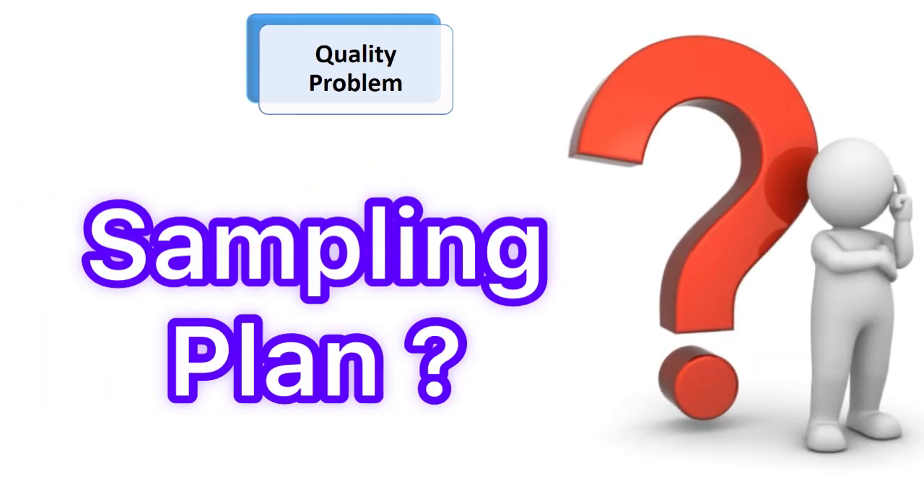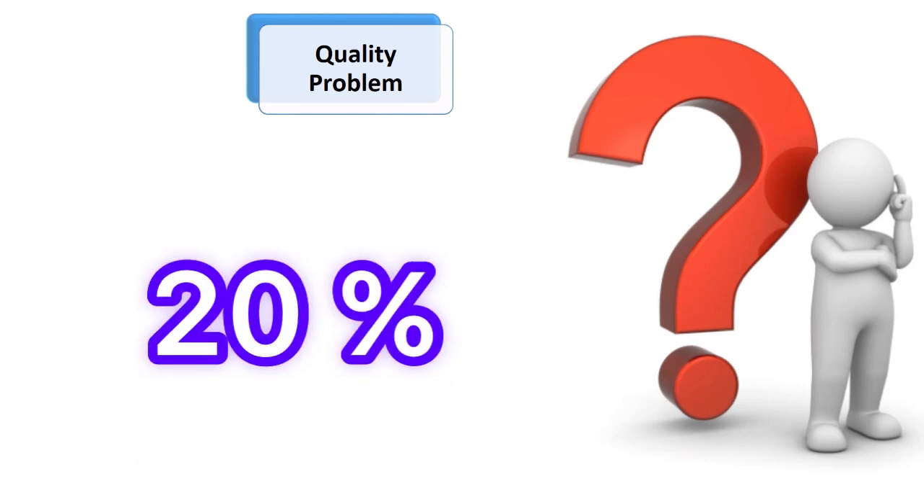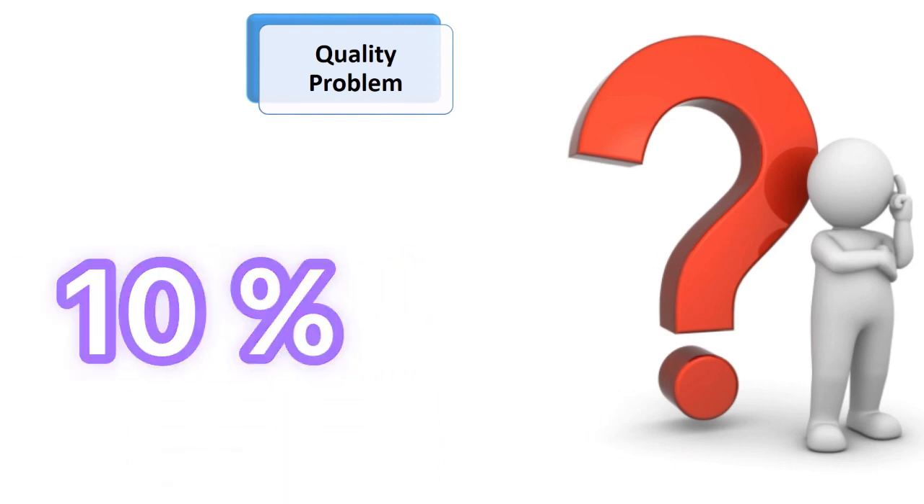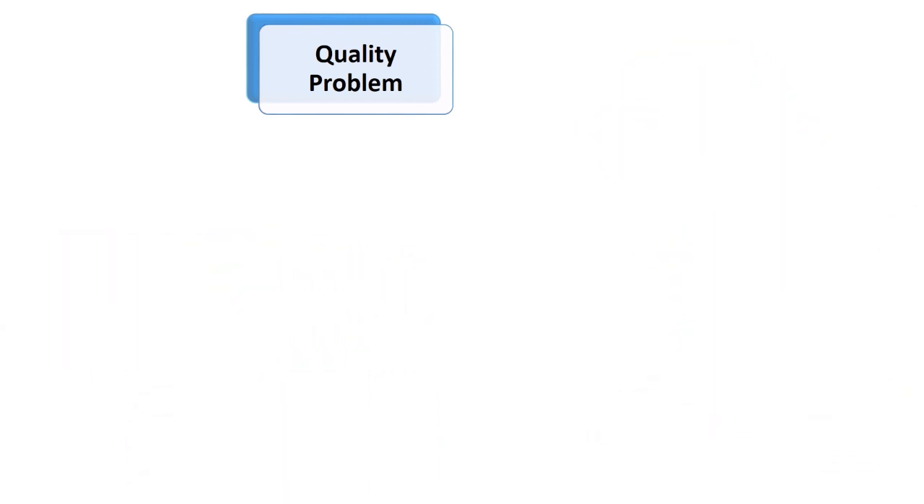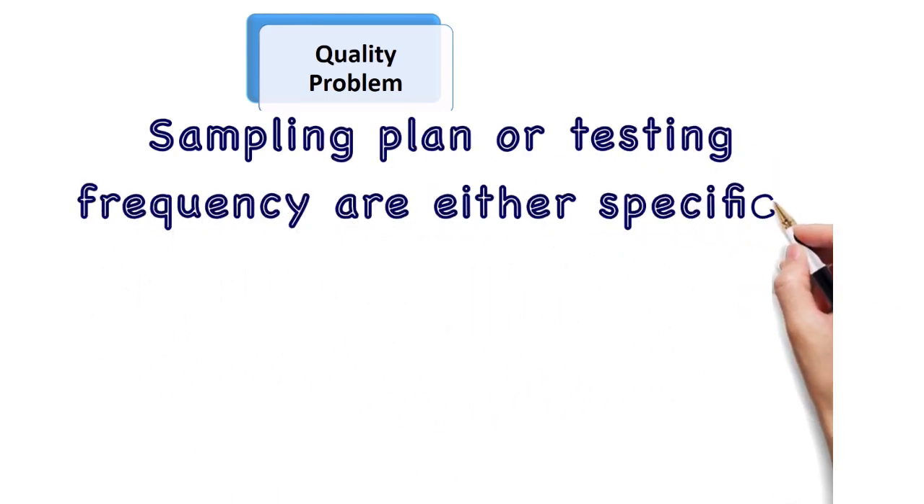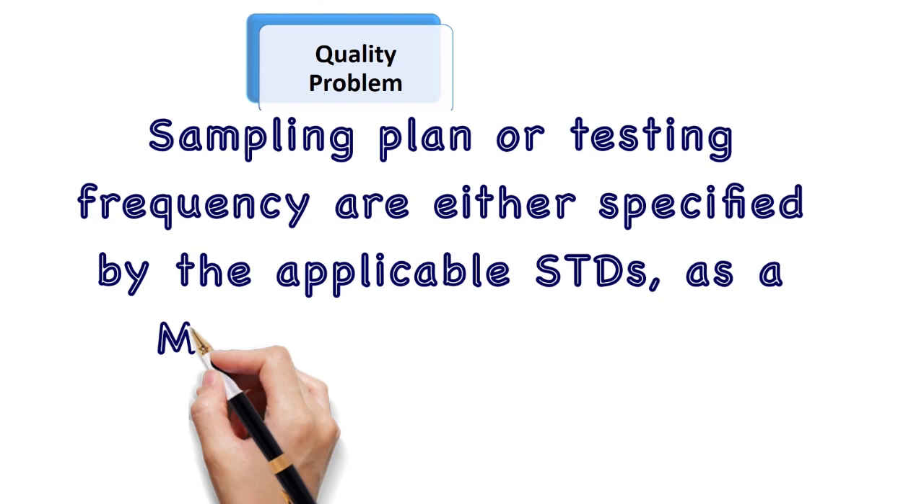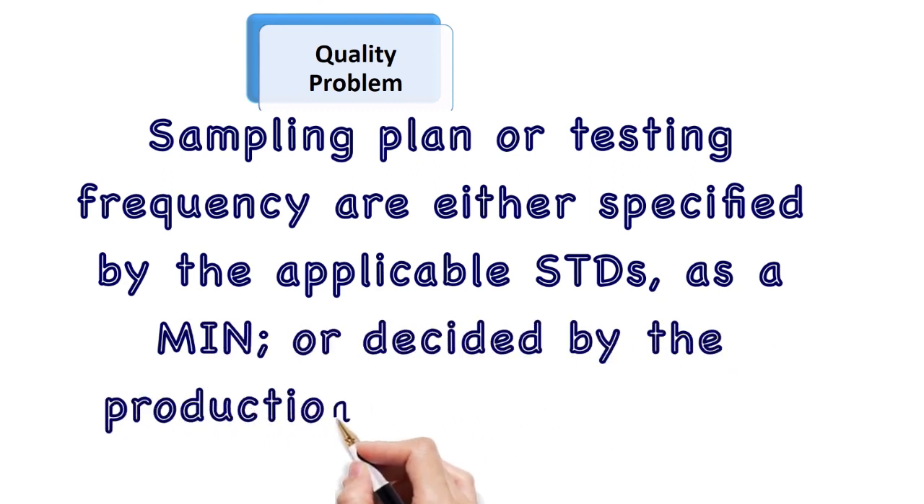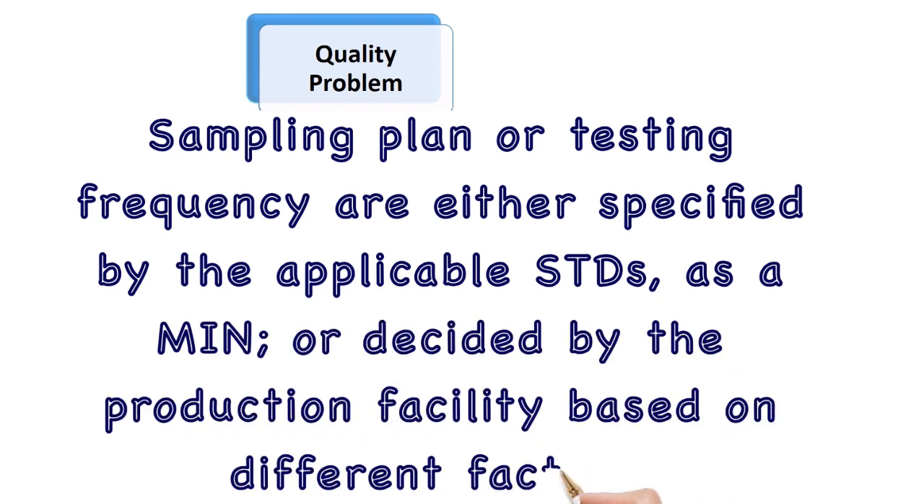Okay, but how can we decide such a sampling plan? Whether we will check 20% or 10% or 5%, etc. Well, such sampling plan or testing frequency is either specified by the applicable standards as a minimum or decided by the production facility based on different factors.